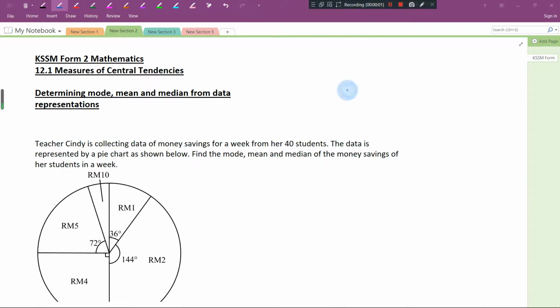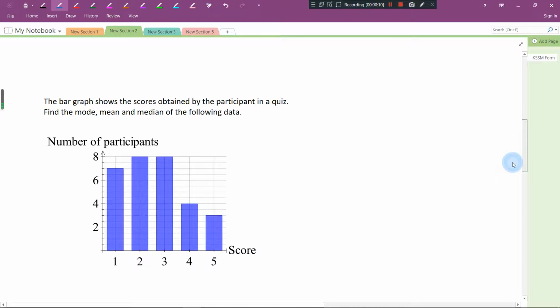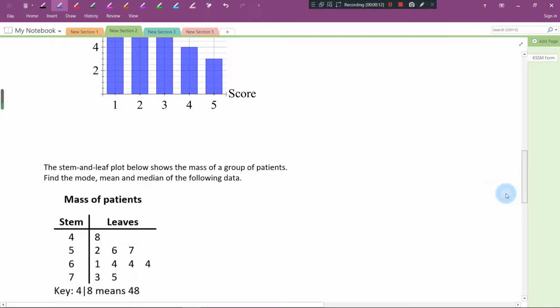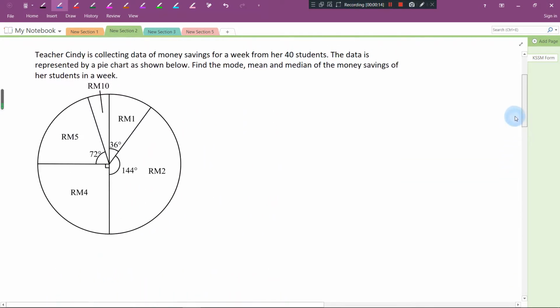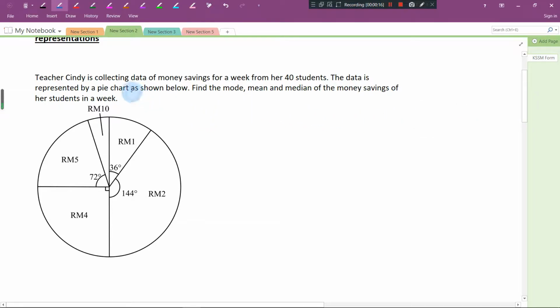Hi everybody, in this video let's learn about how to determine the mode, mean and median from some data representation. For example, pie chart, bar graph, stem and leaf plot, and so on. Okay, let's look at this first question.